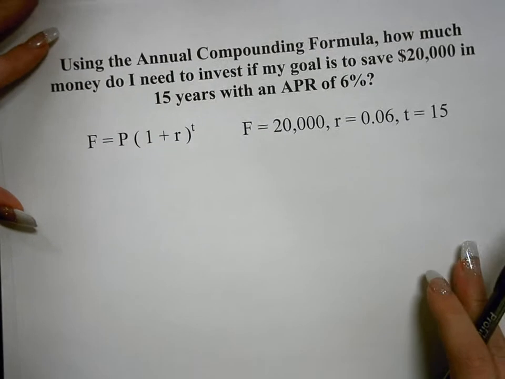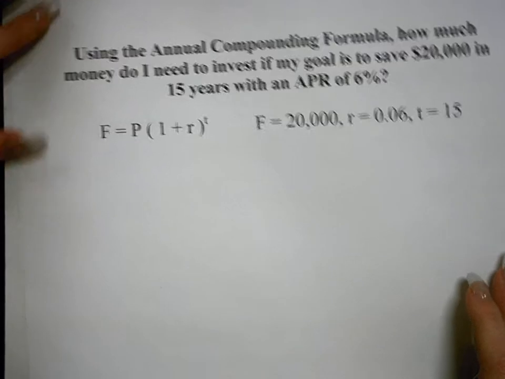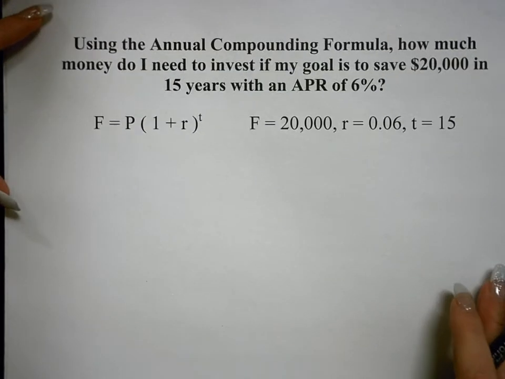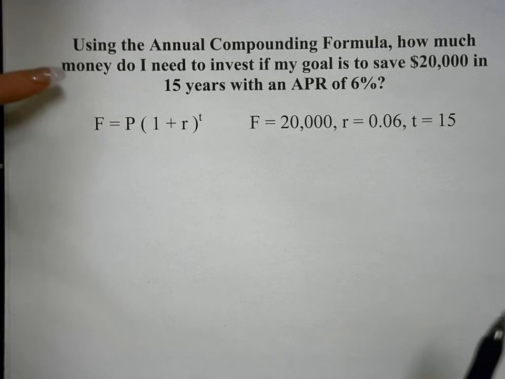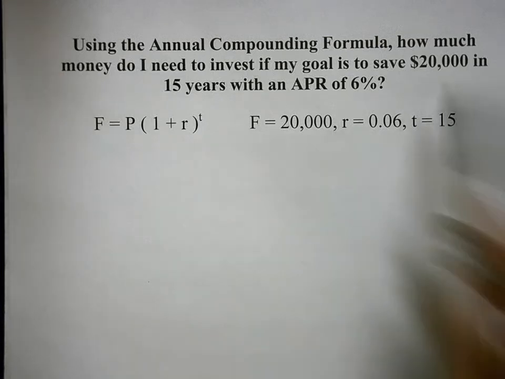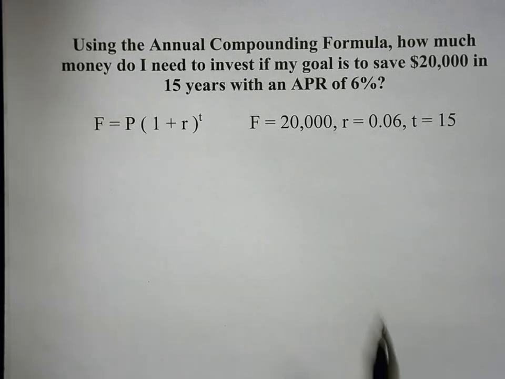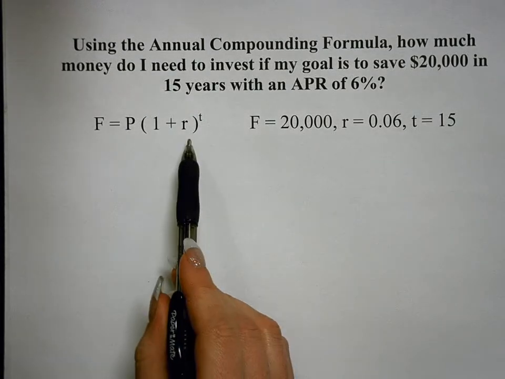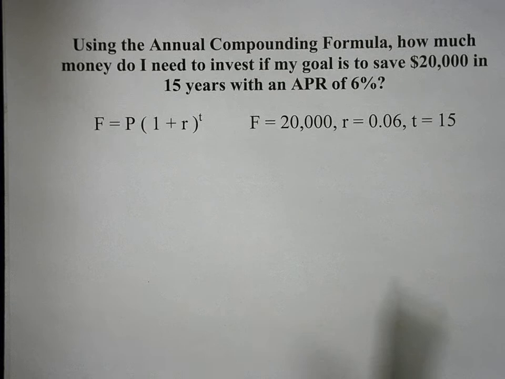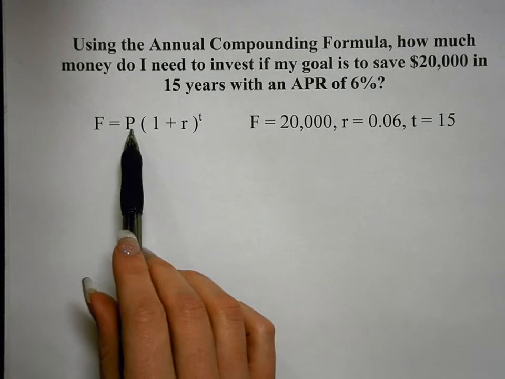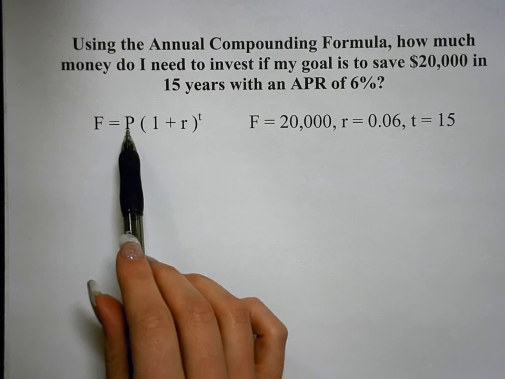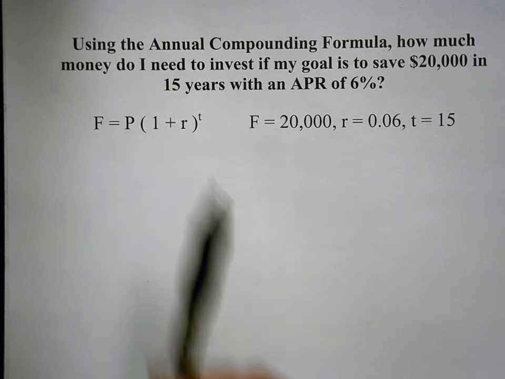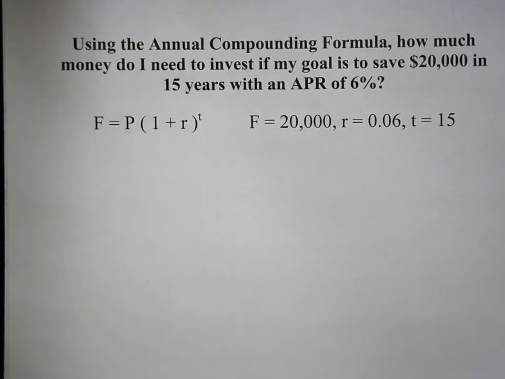So, using the annual compounding formula, how much money do I need to invest if my goal is to save $20,000 in 15 years with an APR of 6%? So I'm going to use the same annual compounding formula here, but now I'm trying to figure out what my principal is. Right now 7,500 is not enough, so I'm going to have to increase that, but I need to figure out how much I need to increase that under the annual compounding formula.